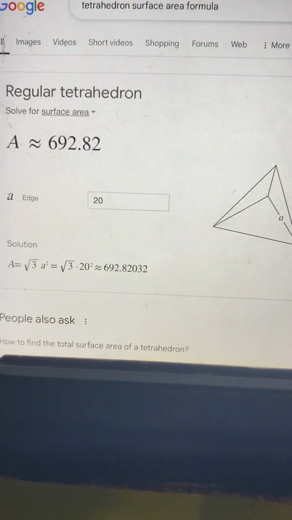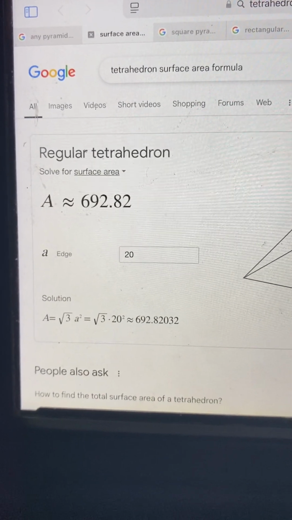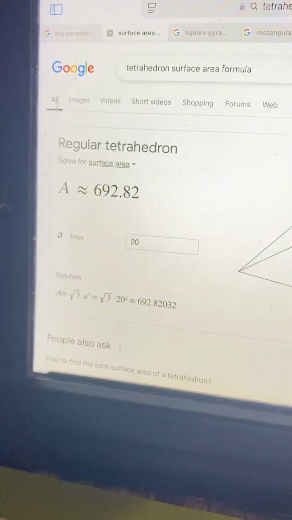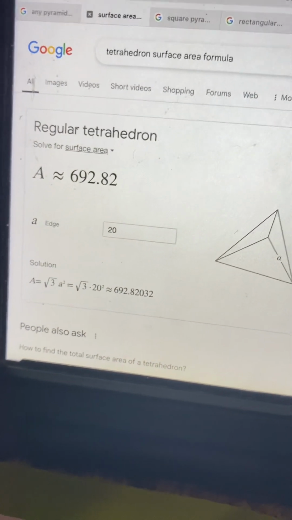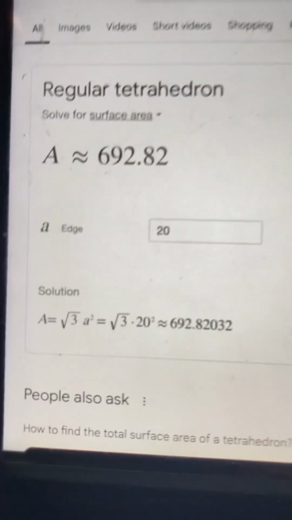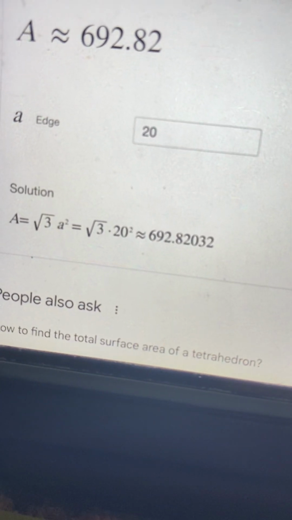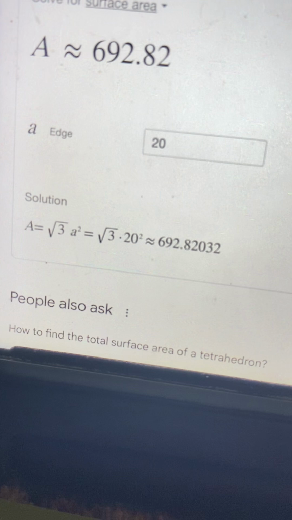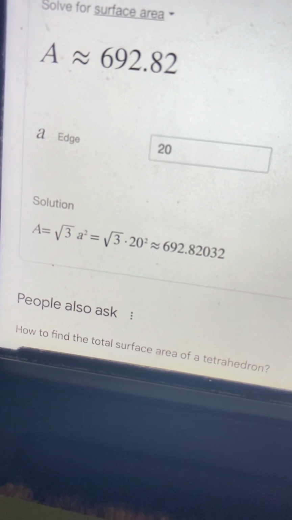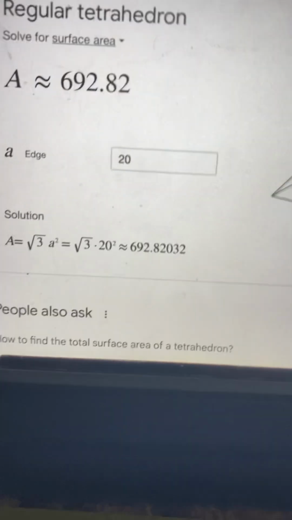The surface area of a regular tetrahedron is the square root of 3 times a squared, which is 692.82. But in this case, the net is 680 square centimeters. It is approximate, but not close enough. You're probably wondering how we got this answer. Well, if we follow the formula correctly, the square root of 3 times 20 to the power of 2 is not the square root of 3 times 20 times 2. Be careful. This is the exponent.